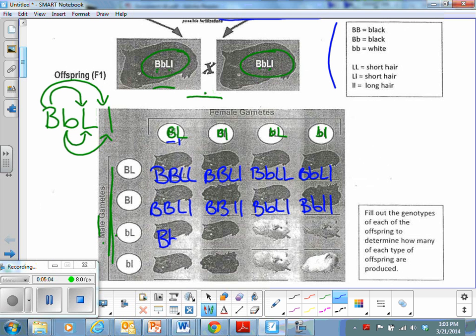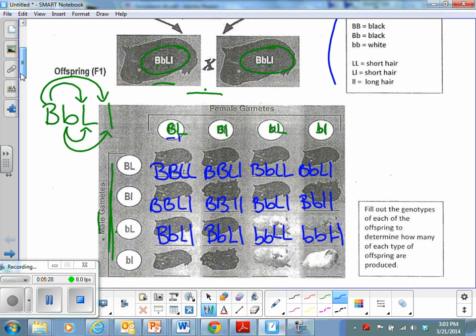Remember to keep your dominant letters in front regardless, but still remember priority one is to keep the B's together and the L's together. But always put dominant in front. It's just good practice. Okay, scroll down a little bit.